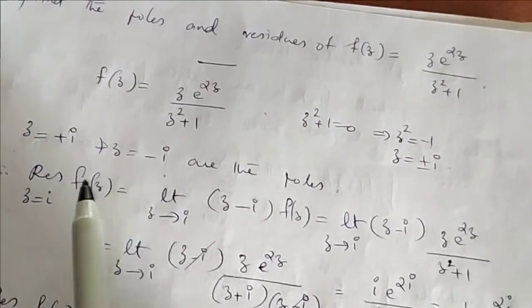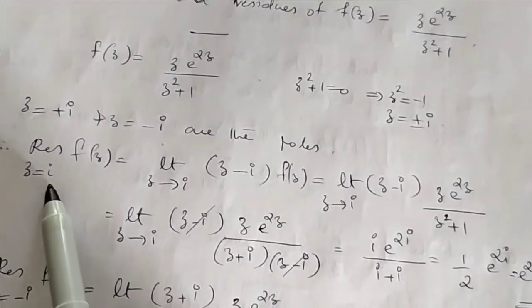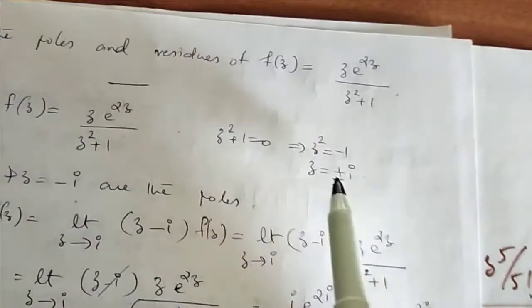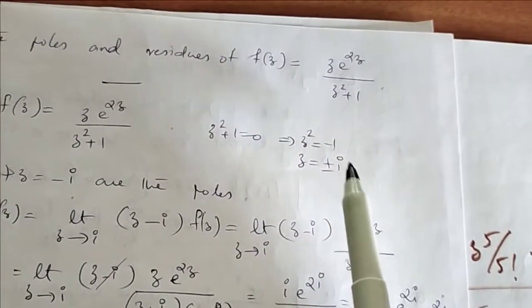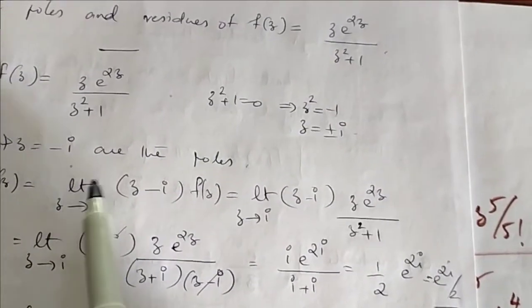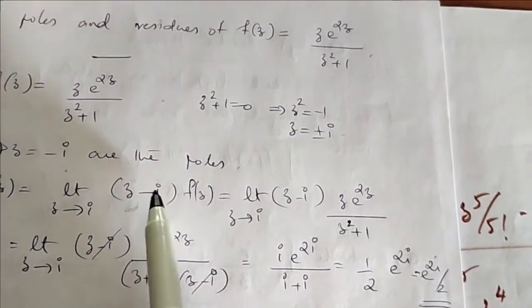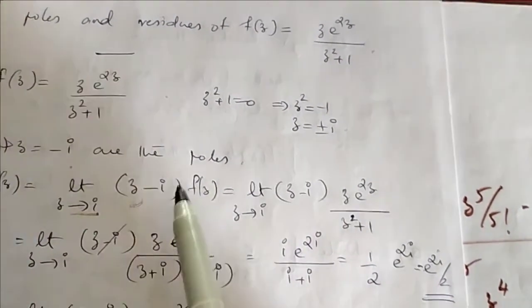Next we have to find the residue at these two points. Residue at z equal to i: is i a simple pole or a multiple pole? It's a number which is repeating only one time, so it's a simple pole. So just find the limit as z tends to i of z minus i, since z minus i is the factor, into f of z.